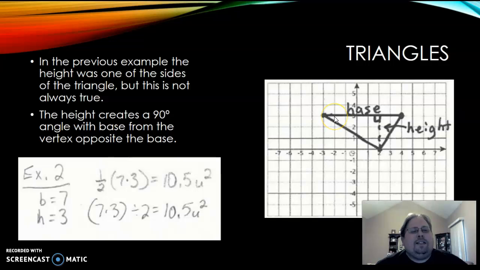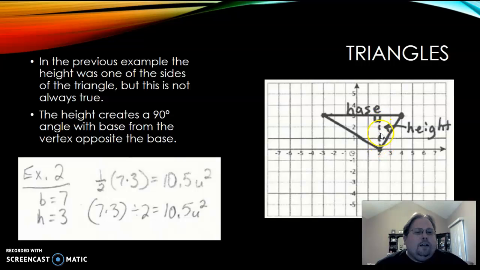If the triangle is not a right triangle, you need to draw the height from the vertex opposite the base. So here's our base. The vertex is this angle that's across from the base, and form a 90-degree angle. And then you're going to follow the same formula. So you're going to take the base and the height. So the base in this instance is 7.